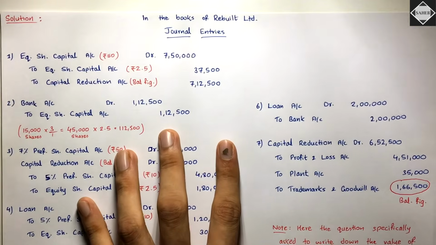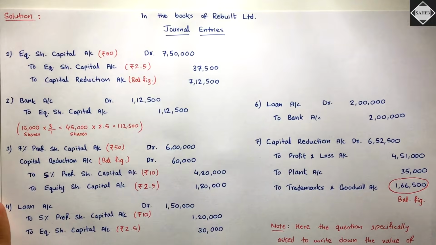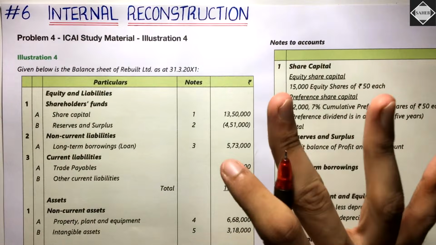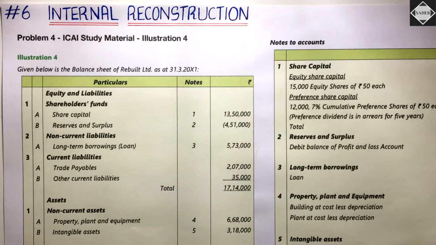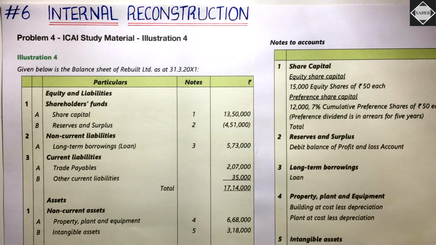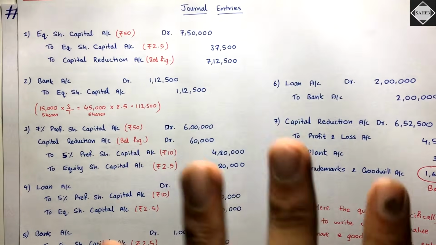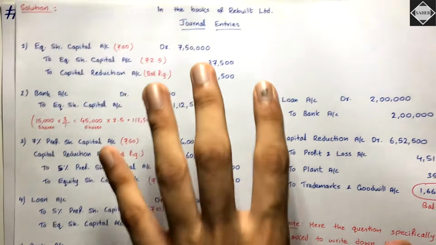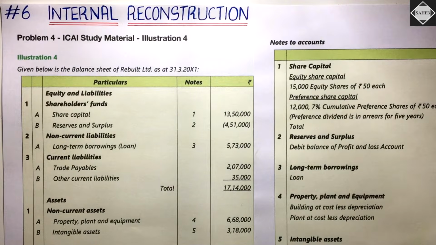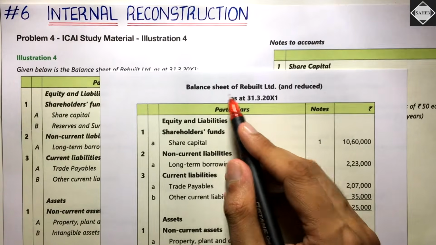Now let's see how to prepare the balance sheet after the reconstruction. It's really simple, you all know. First, we start off with the question. This is our base, and then we see the journal entries, what all adjustments have been done, the entire scheme of reconstruction, and give the effect of this scheme in the new balance sheet. That's what we do. So let's begin. Let me show you the solution, the balance sheet of Rebuild Limited.